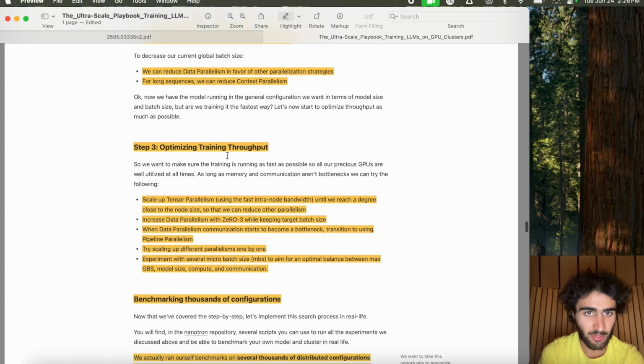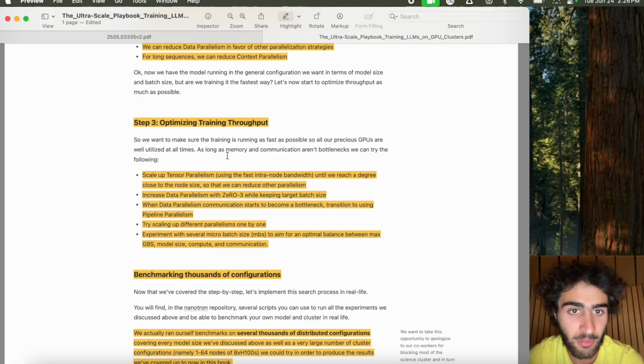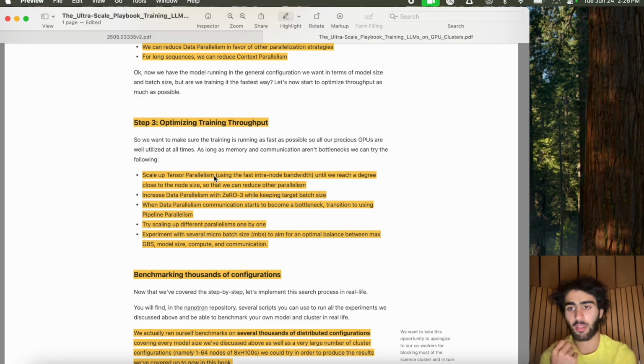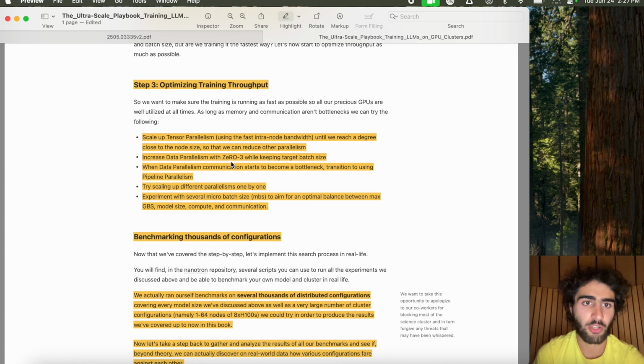Now, for step 3, in terms of optimizing training throughput, there are a few tips, which one that I've mentioned time and time again is use intra-node tensor parallelism, which is to say don't exceed a node size of 8, or rather don't exceed 8 GPUs if it's an NVIDIA rig for a tensor parallelism setup, because beyond that, the inter-node communication overhead is quite overbearing. In essence, it suppresses the benefits gained, and I'll show this in a graph at the very end of today's video. Another option is to increase data parallelism with ZeRO-3 while keeping the target batch size.